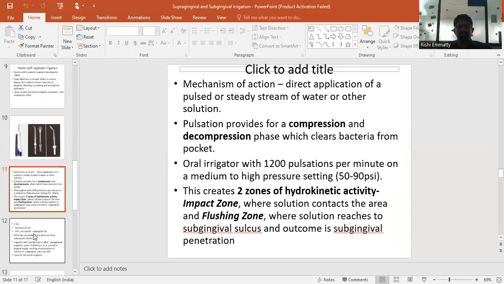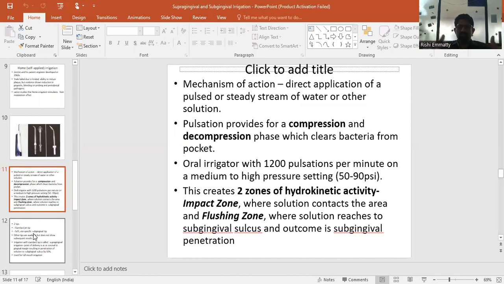The mechanism of action is a direct application of a pulse or steady stream of water or other solution. Once you switch it on, the direct stream of water comes, and the pulsation provides a compression and decompression phase, which clears the bacteria from the pocket. Like for every action, there is an equal and opposite reaction. The pulsation, there is a compression and the decompression, which clears the bacteria.